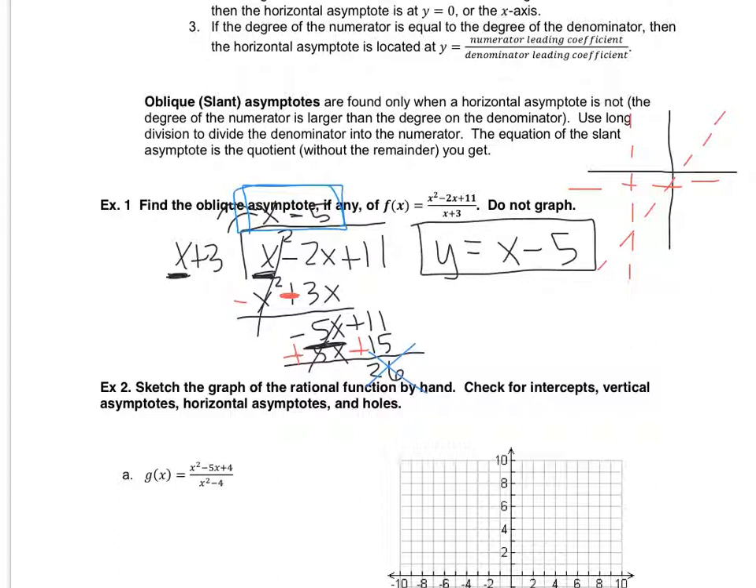So if I were to graph the line y equals x minus 5, it would look like this, sort of. So that would be my oblique asymptote, slant asymptote.